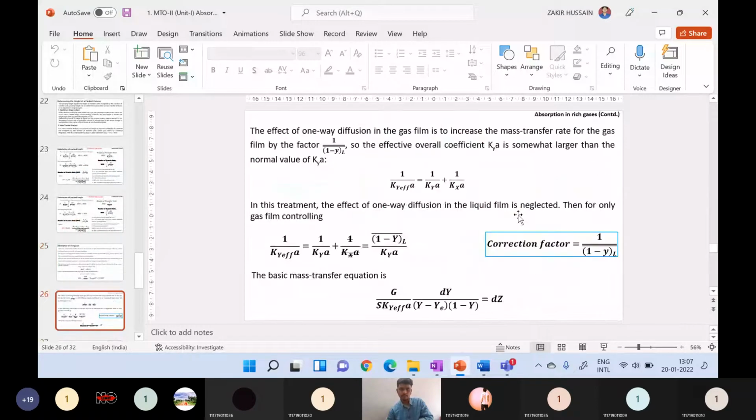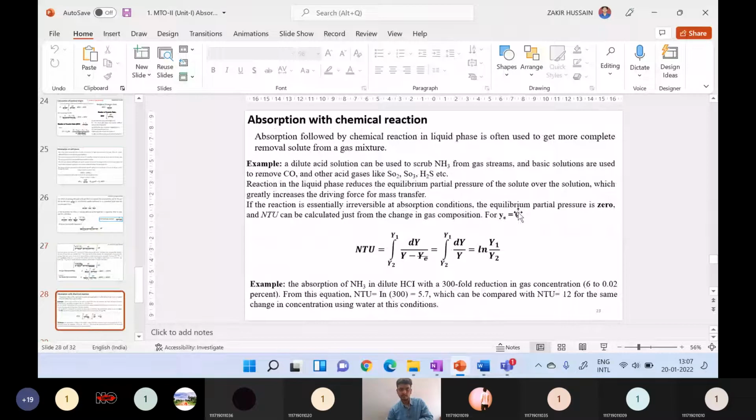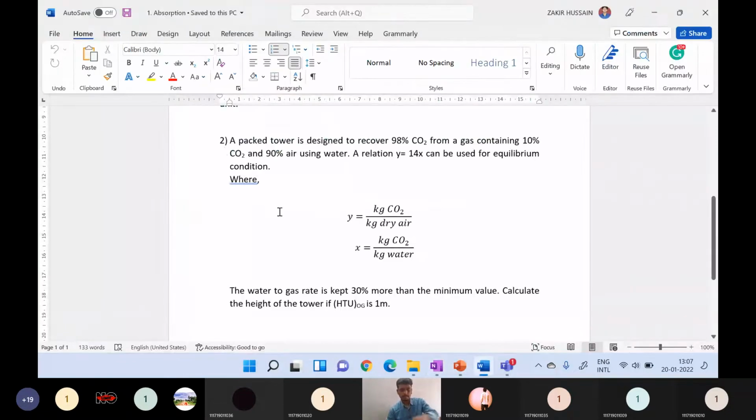Then finally we will see absorption in rich gases, and if time permits, we will be seeing absorption with chemical reaction. So let us do the problem once again, the second problem.